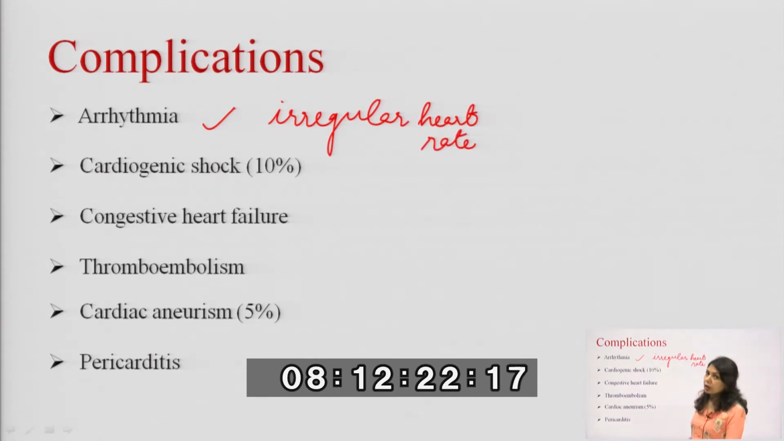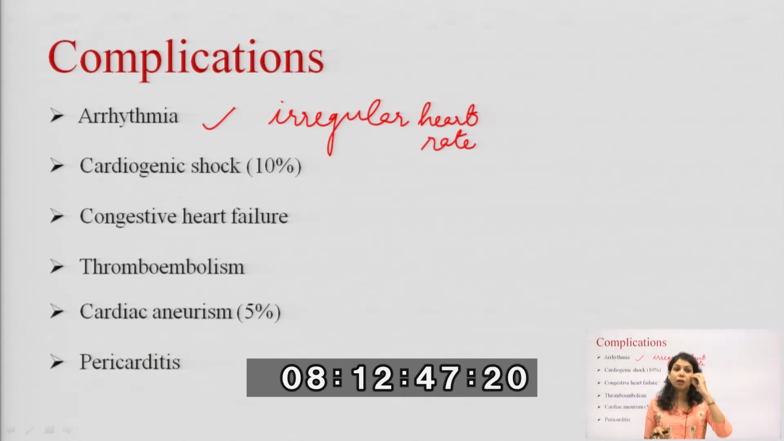So, irregular heart rate, what does this mean? If a heart has a particular rhythm in which it contracts, if it contracts very fast, we call that tachycardia. If it contracts very slow, we call it bradycardia. So, that is what arrhythmia is. So, if a patient is suffering from myocardial infarction, complications of arrhythmia may occur to him.